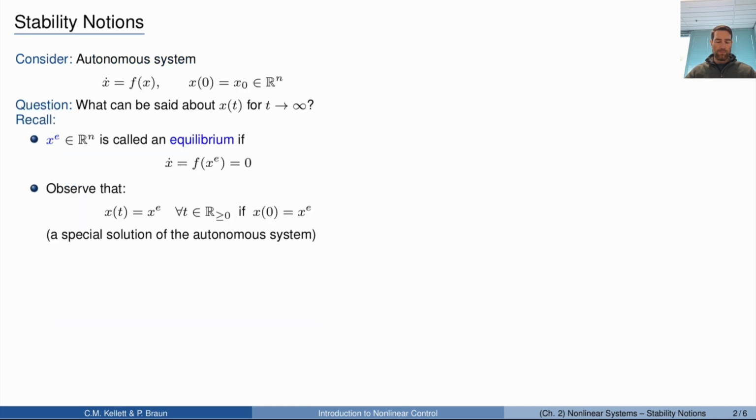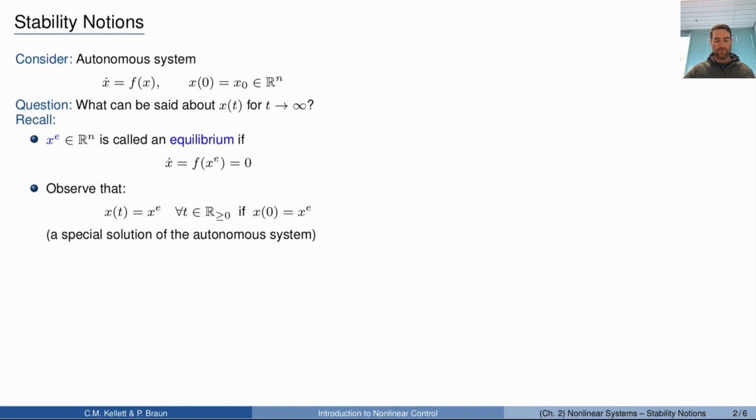Okay, so the simplest setting is to consider autonomous systems of the form x dot is equal to f of x with a corresponding initial condition, and we are interested in the solution x of t for t going to infinity. So are we going to converge to a particular value, or how does the solution look like?